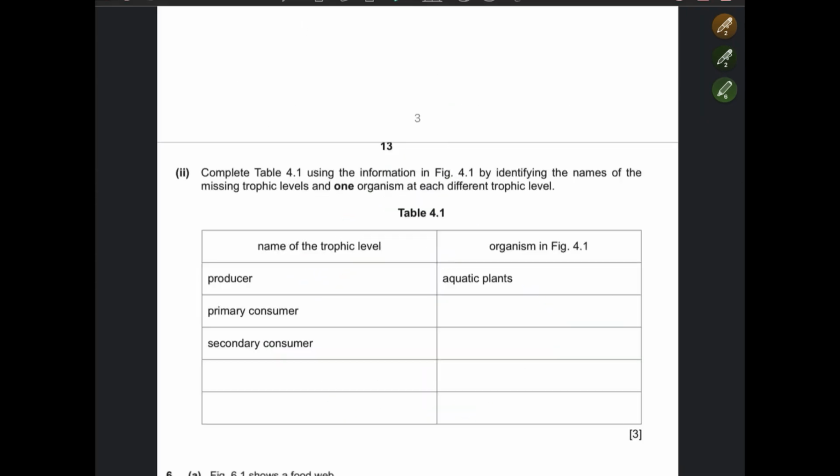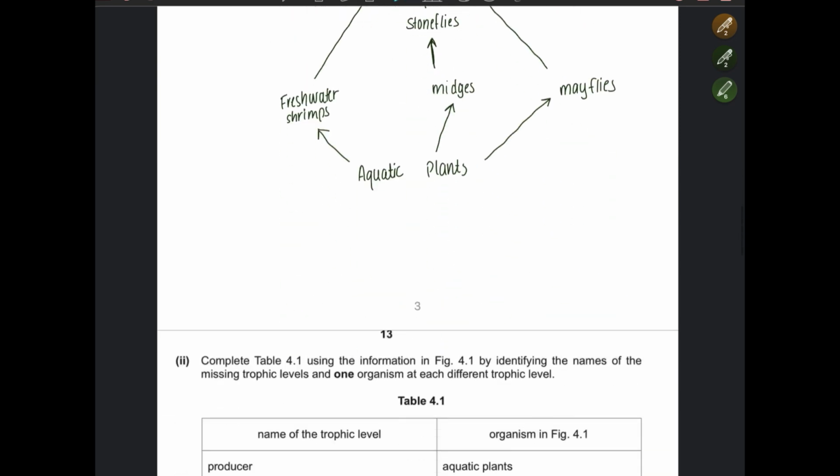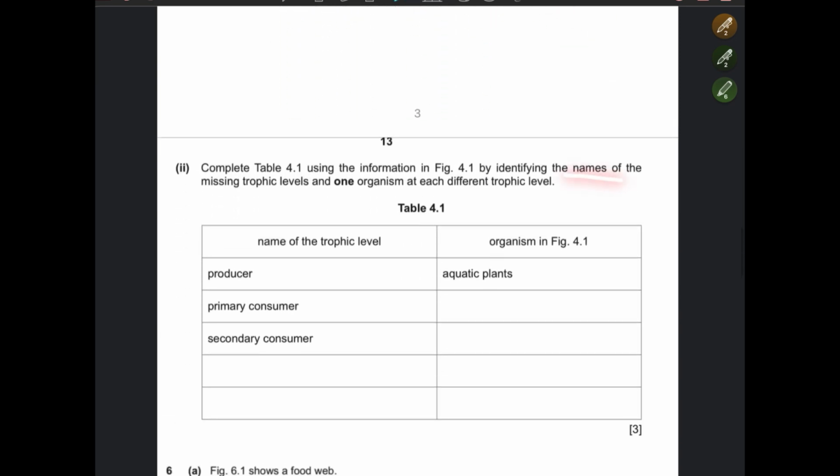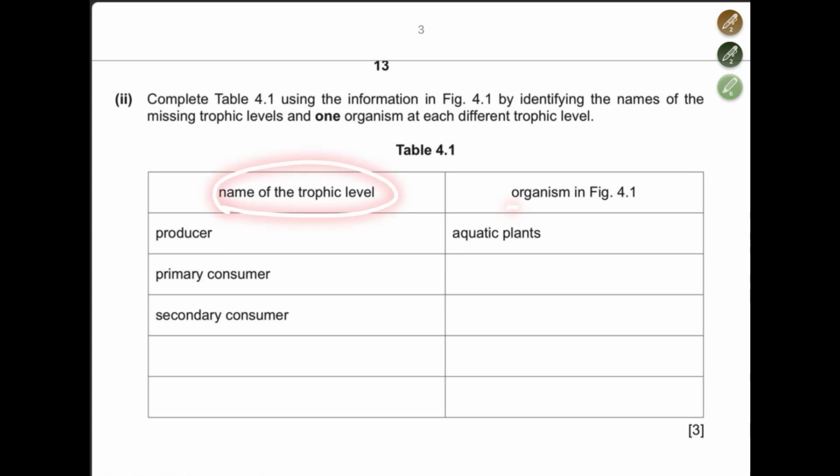Okay, in the next question it says to complete figure 4.1 using the information in the above figure. From this figure, use the information and then identify the names of the missing trophic levels and one organism at each different trophic level. So here you have the names of trophic levels and you have the organisms which are mentioned in the above figure. Let's write this first. So you have a producer, primary consumer, secondary consumer, and then you have a tertiary consumer, and then you have a quaternary consumer. Make sure that you get the spelling right. It's quater, not quarter. And then write consumer, write the whole thing, okay?